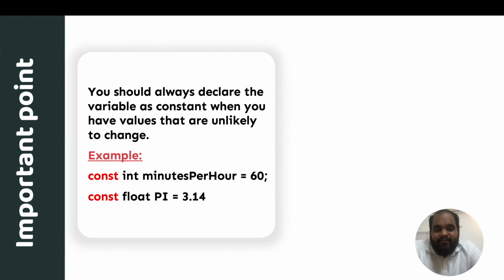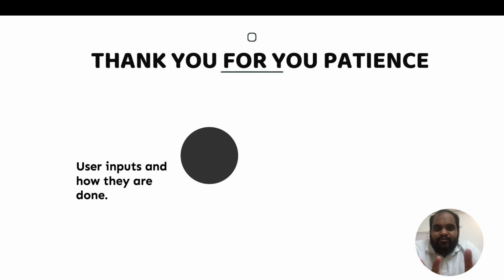And in case you have minutes per hour, you don't change minutes per hour at any point, it's always 60. You have float pi, the value of pi is 3.14 and so on. You have very fixed values and it's very unlikely that you would change those values. That's when you use const, so that by accident the software is not overriding these values and changing the entire framework. And that's pretty much the most important thing about const that you should know.